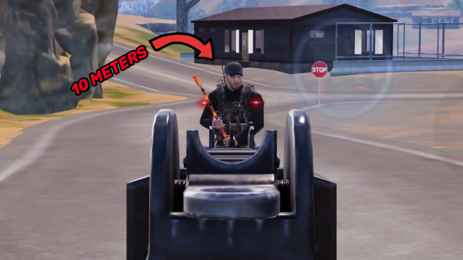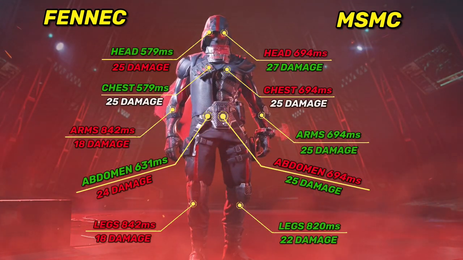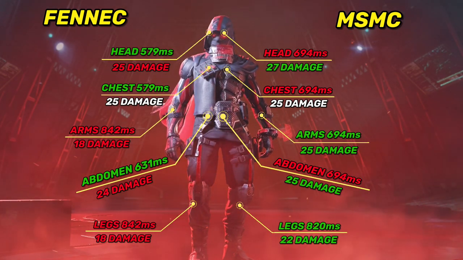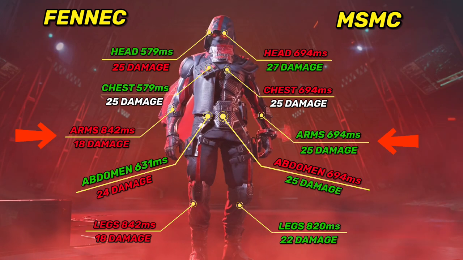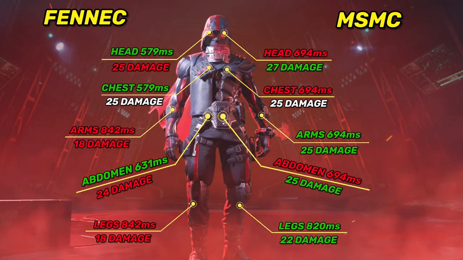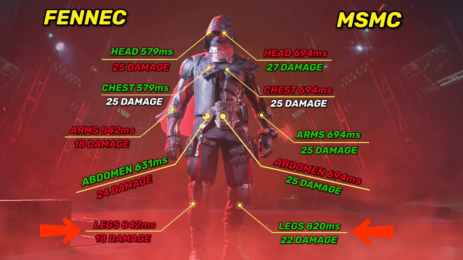Moving on to the damage at 10 meters range against an enemy with a maximum health of 300 HP. I'm just gonna show it to you right away without the boring maths. And this time, I'm gonna include all the body parts. You can notice that the Fennec has an overall better time to kill except for one part, which is the arms. The MSMC beats it by 148 milliseconds. It also beats it in the leg part, but the difference is only 22 milliseconds, which is nothing really.